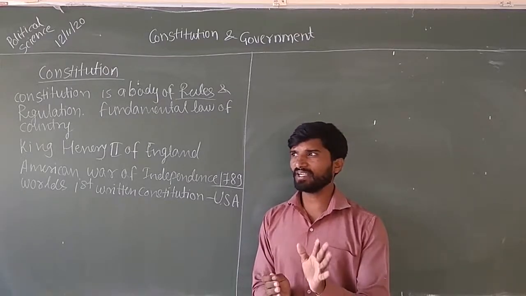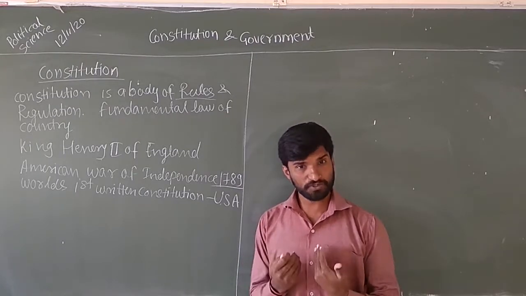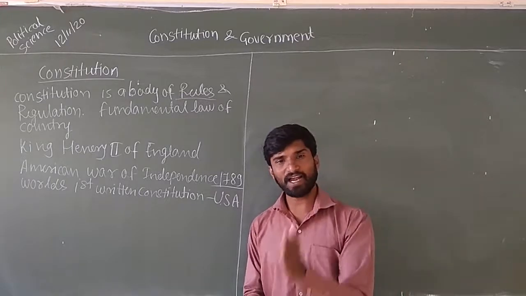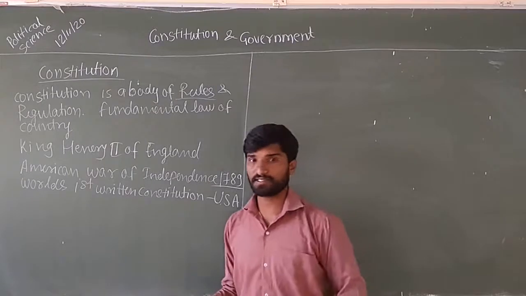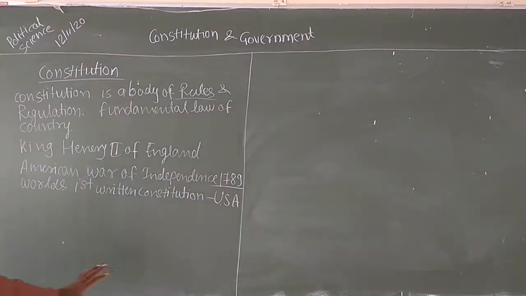Okay, so it's a first, and it is also the shortest constitution. There are only 26 articles in that constitution, and the Indian constitution has 465 at present, but America's has just 26. That's why it's the shortest constitution of the world. Now, how has this word constitution been derived?